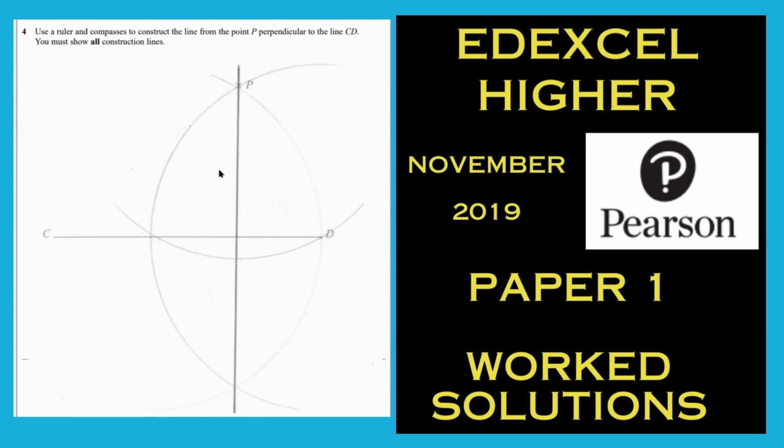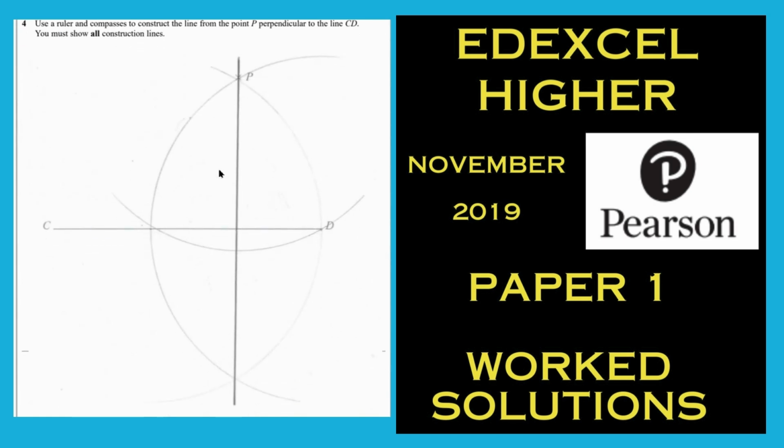Number 4, I've had to cheat because I can't do that with an electronic pen. There's a few ways of going about the first stage. What I did is I opened my compasses and I opened them to the distance from P to D. I then put my metal point and drew this arc there, that arc. That went through D and another place.